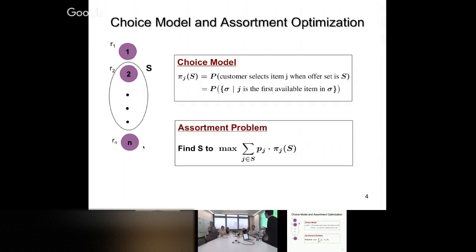Concretely, the assortment optimization problem is finding the subset that maximizes the expected revenue from a random user in the population. And here I'm stating the unconstrained version, but you can have constraints like cardinality or budget constraints, or more general constraints over the assortment.